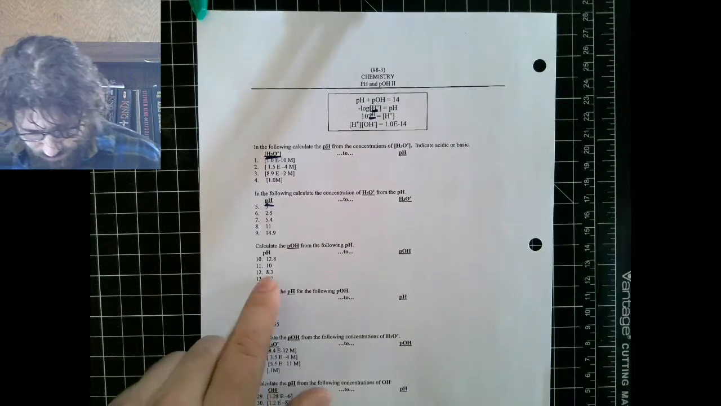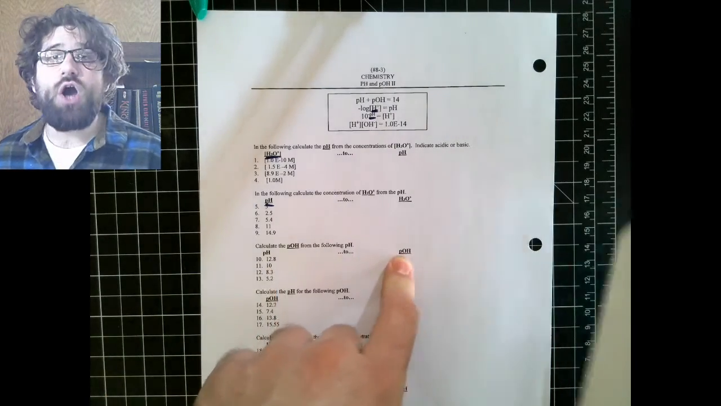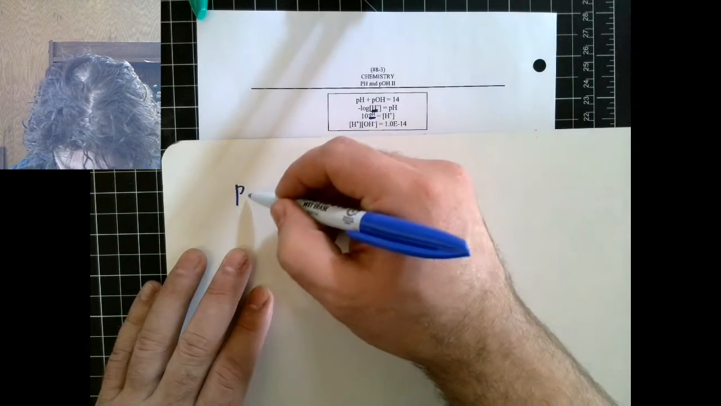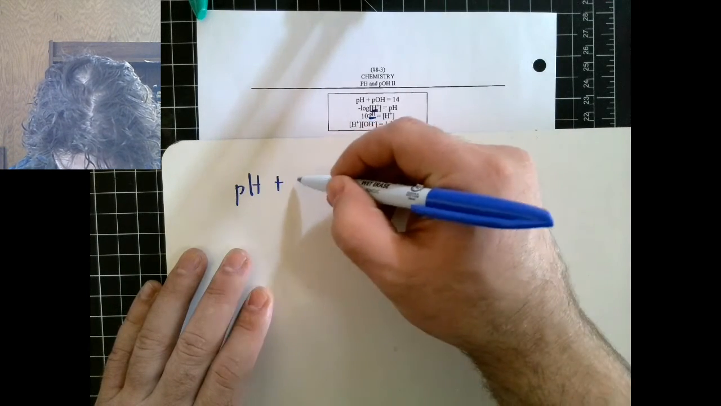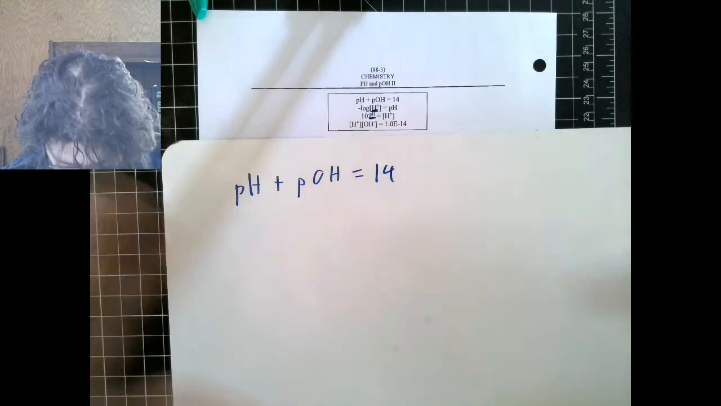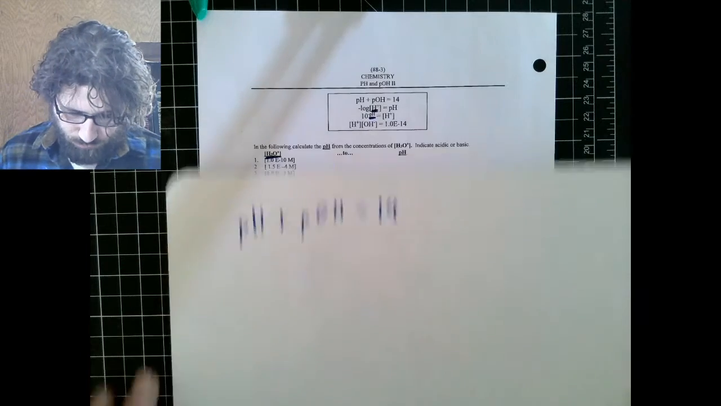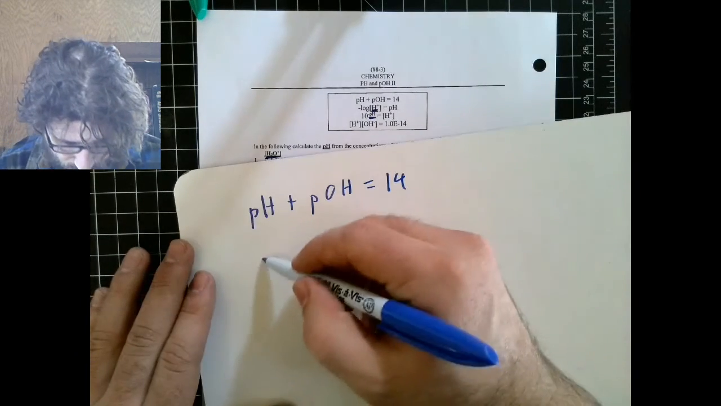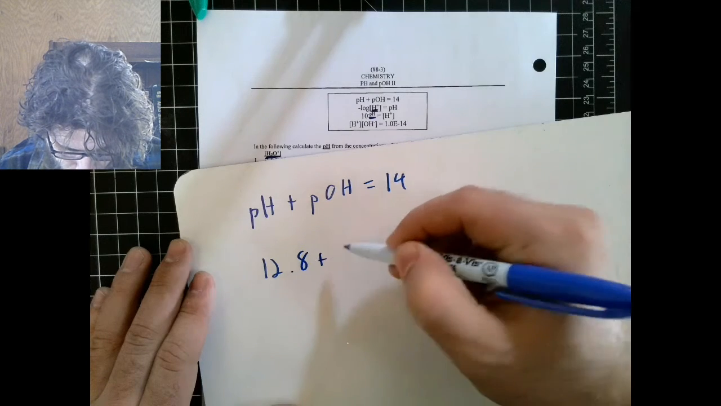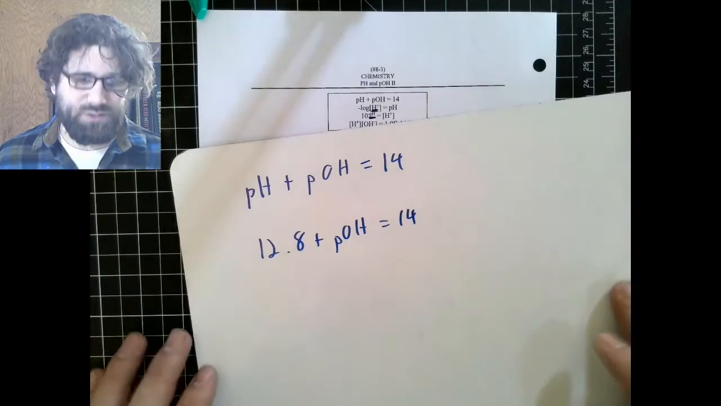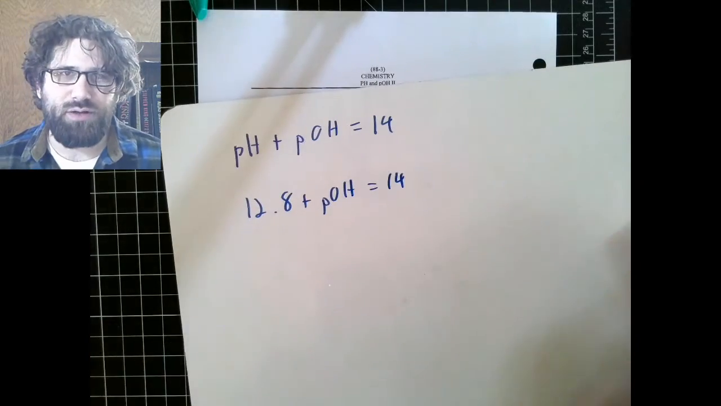All right. Next up, we're going from pH to pOH. The key here is to remember that pH plus pOH is always going to equal 14. No matter what our numbers are, it's always going to equal 14. So if I'm given the pH, 12.8, so 12.8 plus pOH equals 14. Well, this is just like any simple algebra, right?